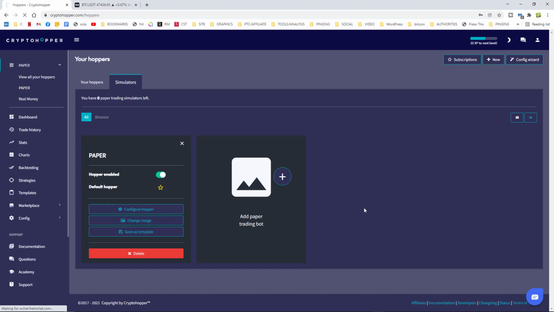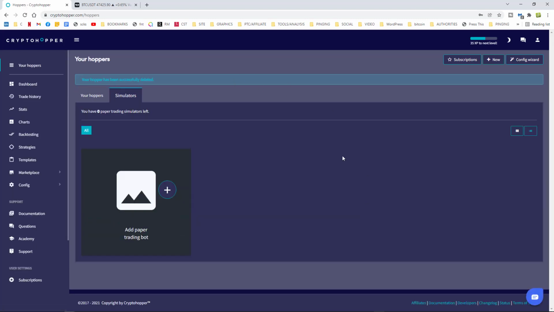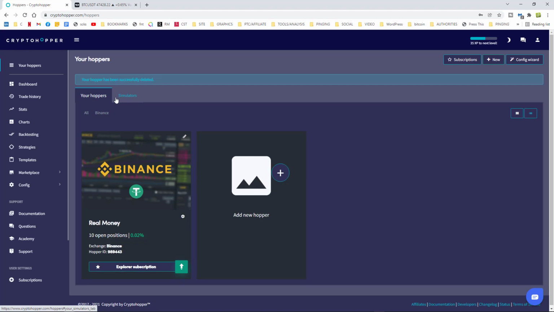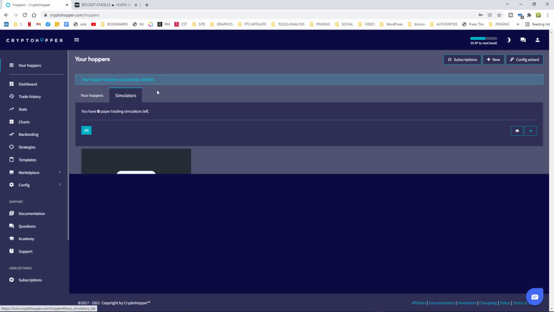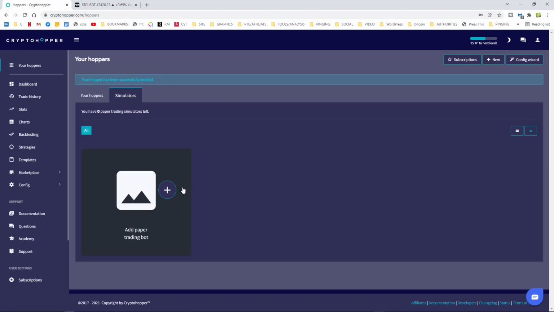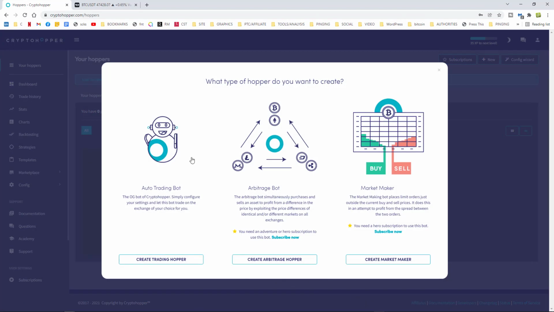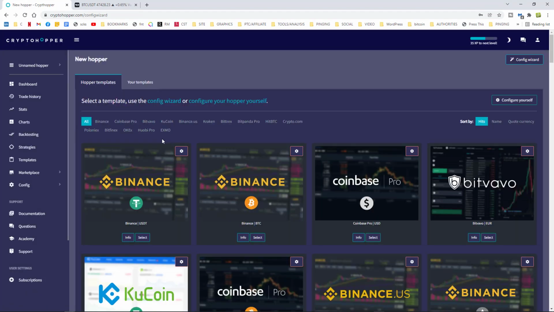Start with a clean slate. Alright, so as you can see, I've got my real bot and simulators. I haven't got any now. Let's create a new bot, an auto trading bot there.